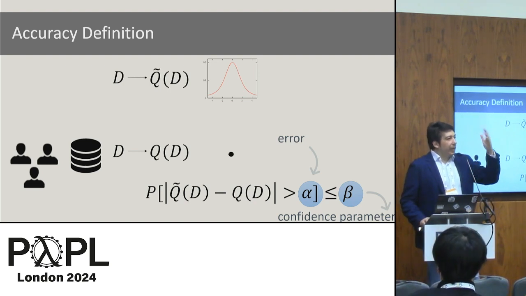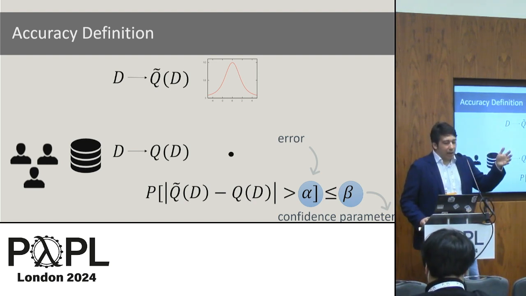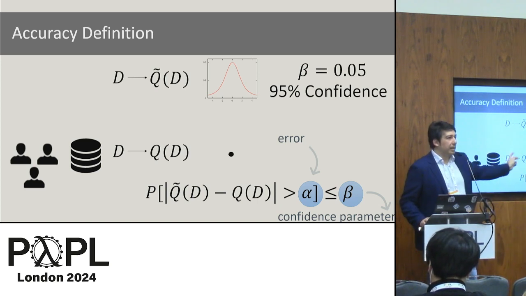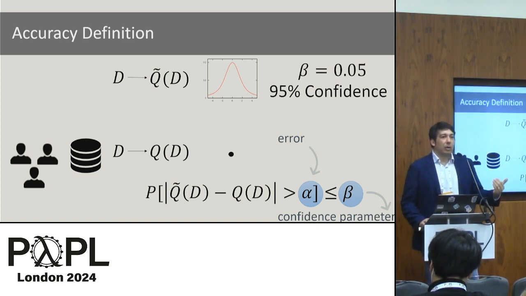And you need to think about it a little bit in the dual way. You say, if beta is 0.05, it means that 95% of the time, the distance between a point in the distribution and the real point is bounded by alpha. So alpha is the error with 95% confidence. Okay?